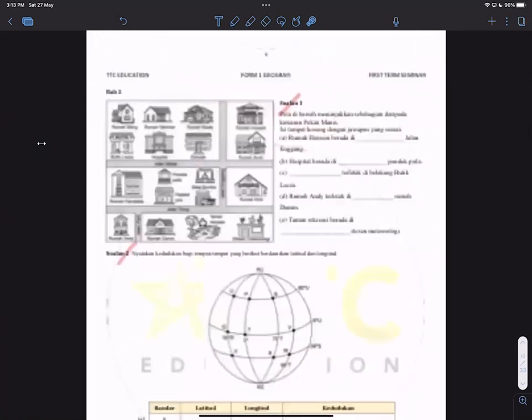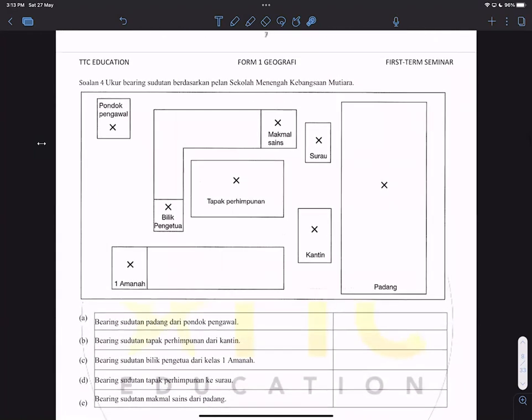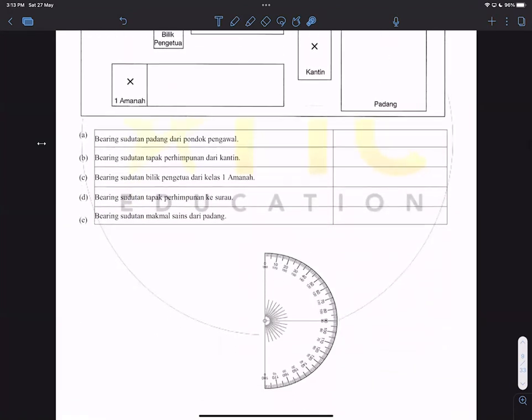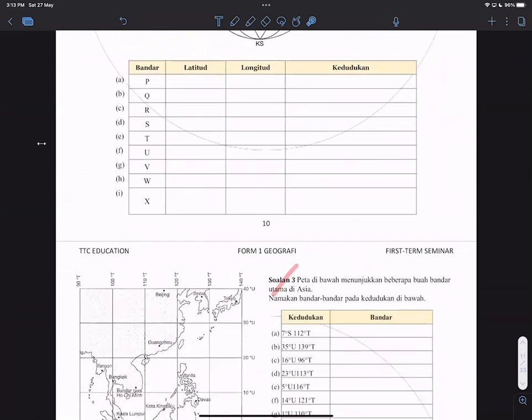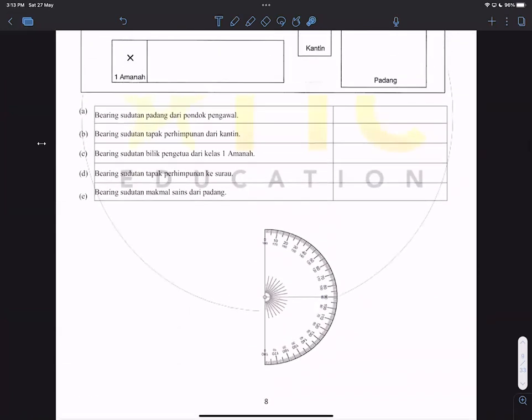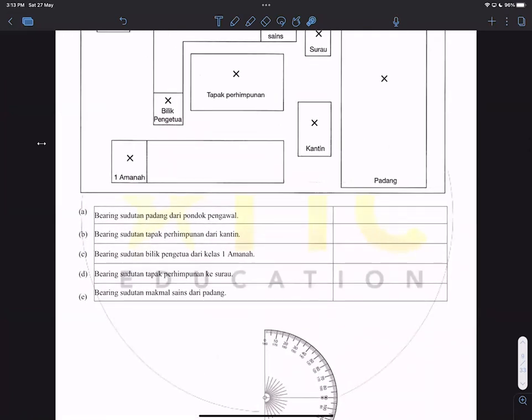Okay, from chat. So now, question number 2. Okay, this is still bearing sudut. Oh, I forgot to measure the bearing sudut. Okay, because bearing sudut we have to measure, right? So guys, before we're entering bab 2 in page number 10, yes, we tried at least 2 questions for bab 1. We have to measure the bearing sudut.